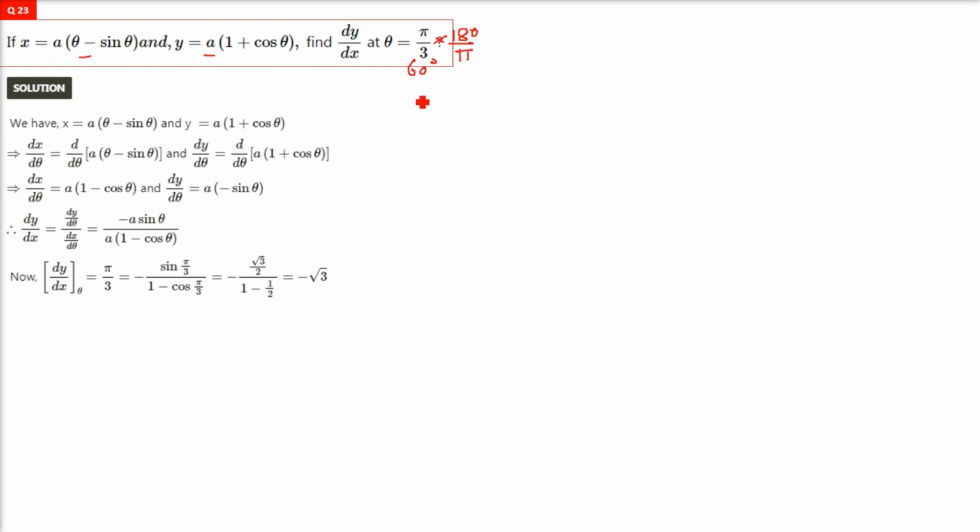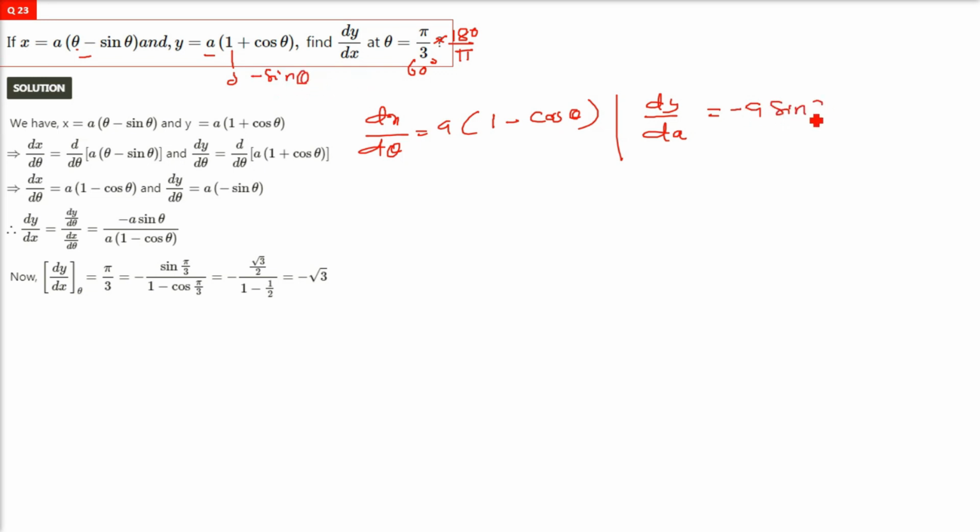dx by d theta is equal to a, theta is 1, sin theta will be cos theta. So 1 minus cos theta it will be, a into 1 minus cos theta. And then dy by d theta will be a, you can take common, 1 plus cos theta. So 1 is 0, cos theta is minus sin theta. It will be negative a sin theta. dy by d theta by dx by d theta you have to do. 1 divided by 2. So you can just take this a into 1 minus cos theta in the denominator.